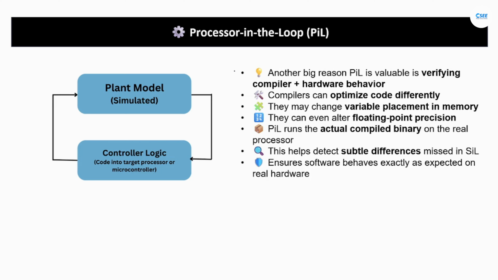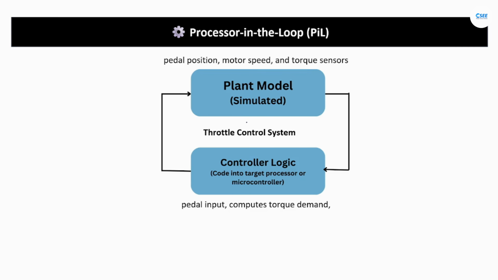Another reason PIL is so valuable is that it verifies compiler and hardware behavior. A compiler may optimize code differently, change variable arrangements in memory, or even alter the floating point precision. By running the actual compiled binary on the target processor, we can detect subtle differences that might not appear in SIL simulations. Let's visualize this with an example.